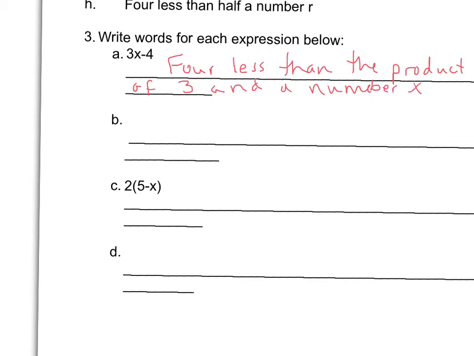Whoops, sorry about my handwriting. It's hard to write there. Let me fix that. And a number, x. So, do you see how I didn't just say, oh, it's 4 less than 3 times x? I'm not just writing out what I see left to right. I'm trying to put it in a phrase that uses the most math vocabulary words I can, and that still translates to the correct expression. So in this case, I chose to say 4 less than the product of 3 and a number x.